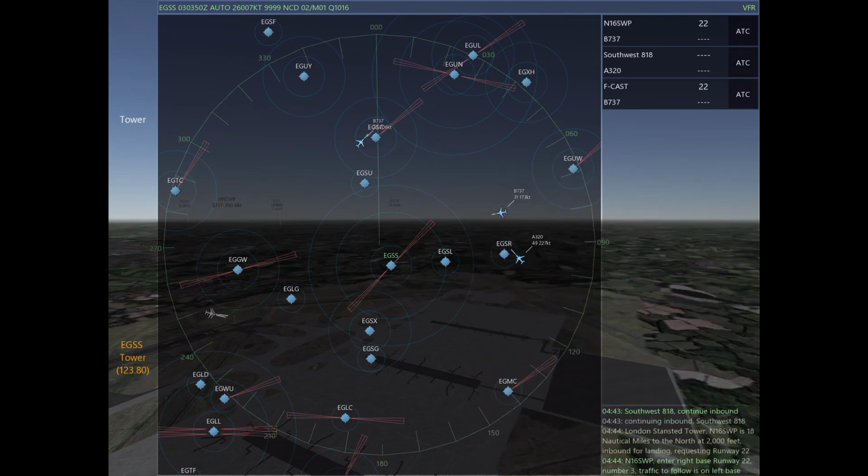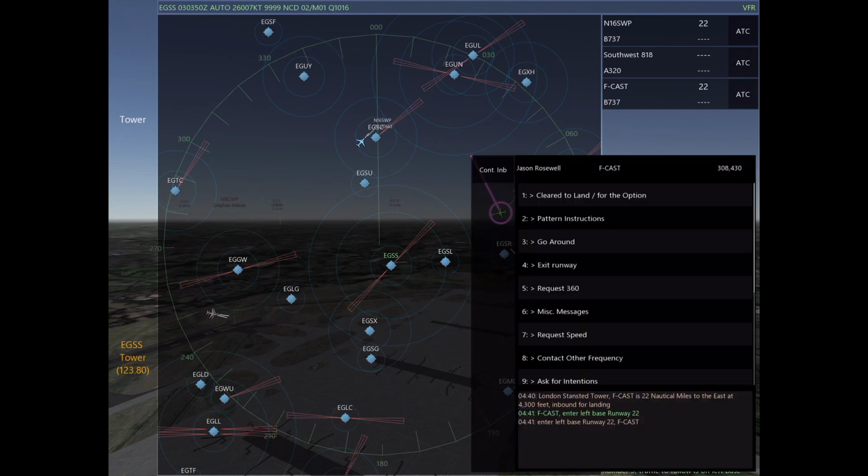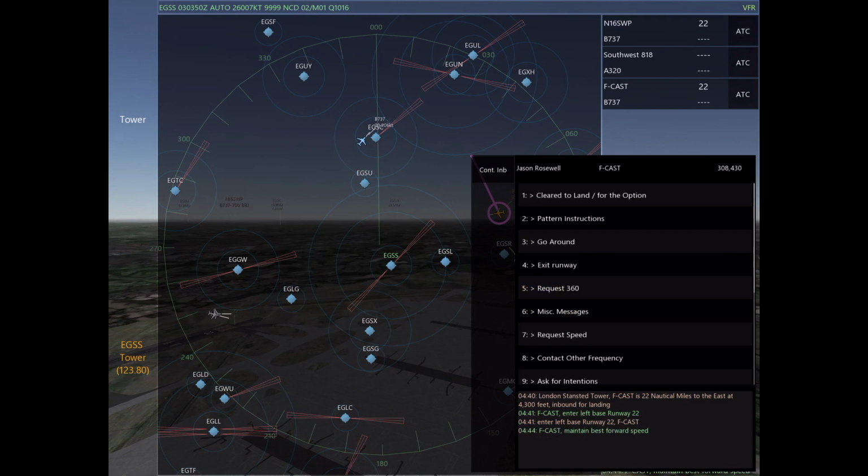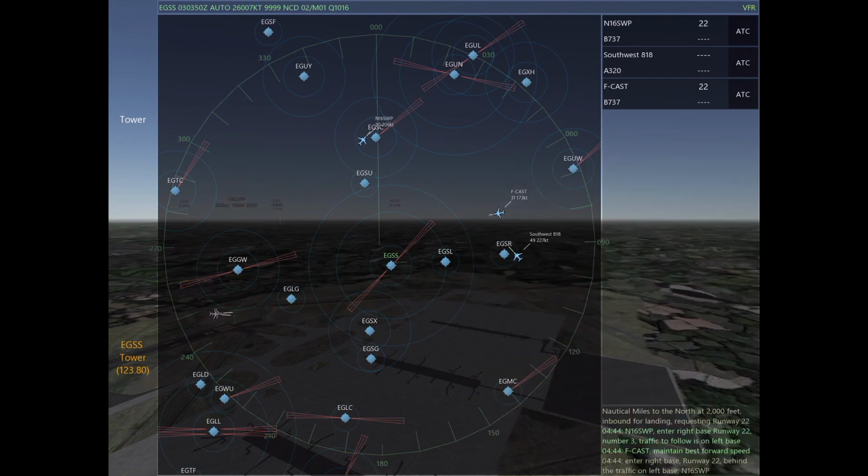As our situation with the first 2 aircraft evolves, I'm going to decide that Foxtrot Charlie Alpha Sierra Tango is going to be number 1. And the way I can ensure that is by telling him to maintain best forward airspeed so that I know he's going to stay ahead of Southwest.